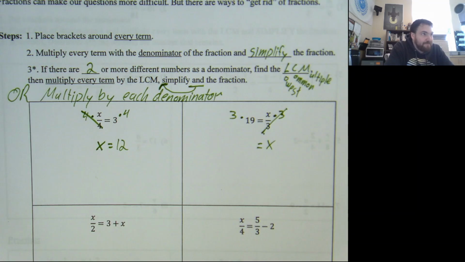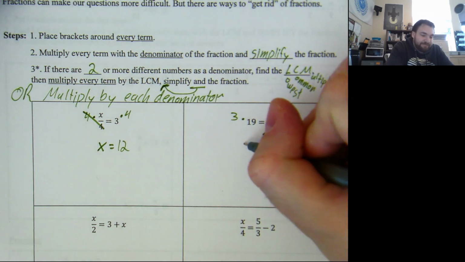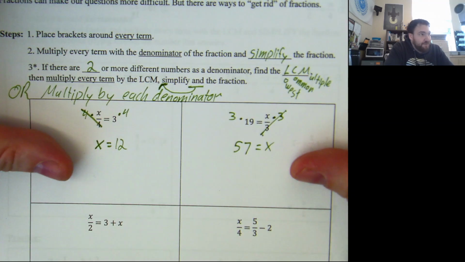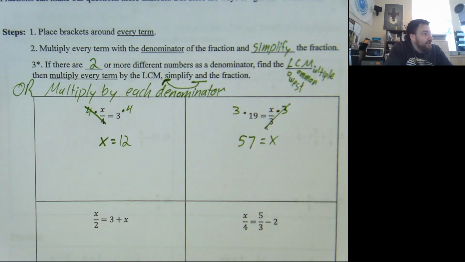It's a joke. I don't expect you to know your 19's times tables. 3 times 19 you can use a calculator for, or you can use your multiplication tables. 3 times 19 is, anybody? Josh, I see that hand. You bet. Okay. These are examples of questions with fractions that I've already asked you to do. Let's make it more interesting.